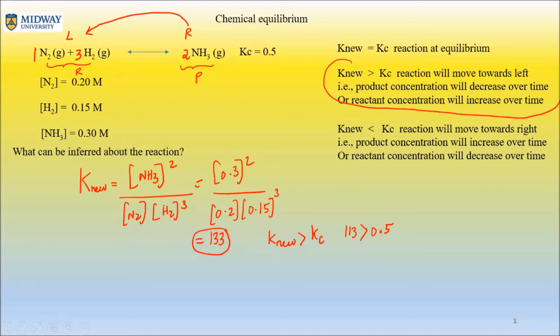Okay, so this is the condition. This is the answer. What can be inferred about the reaction? The reaction equilibrium will move more towards the left, and that's it. Isn't that easy?